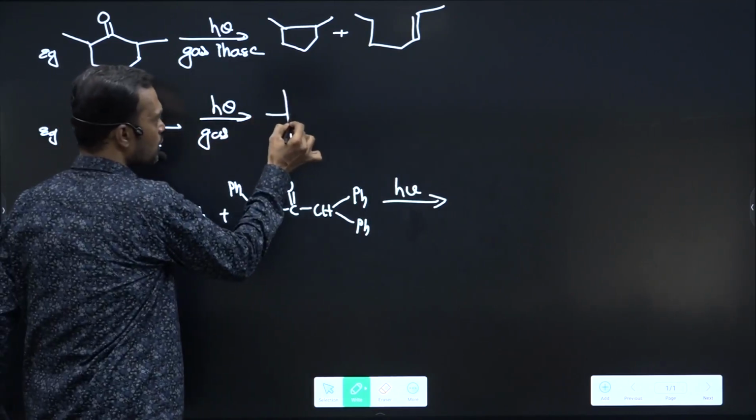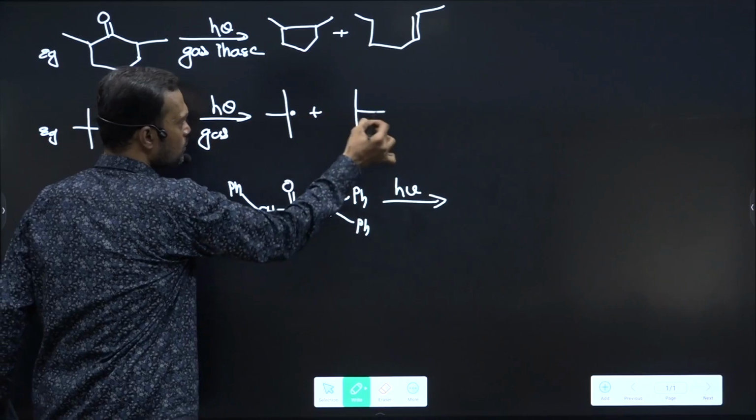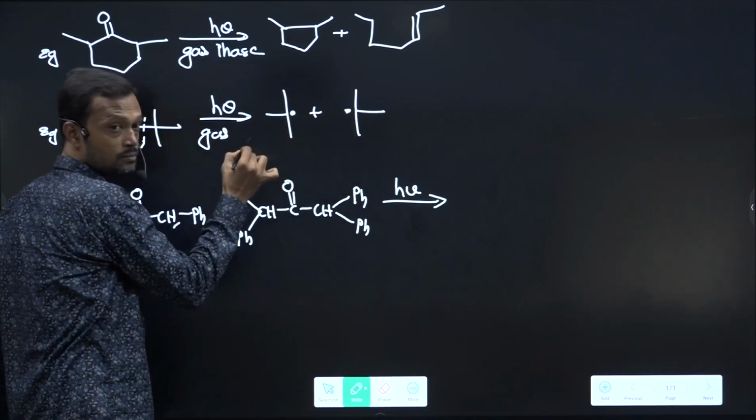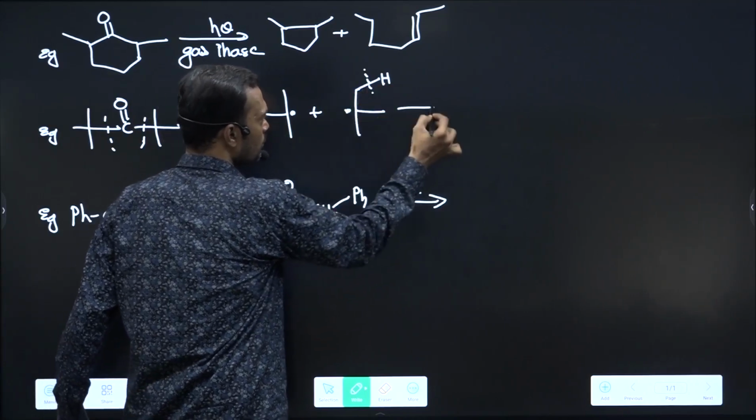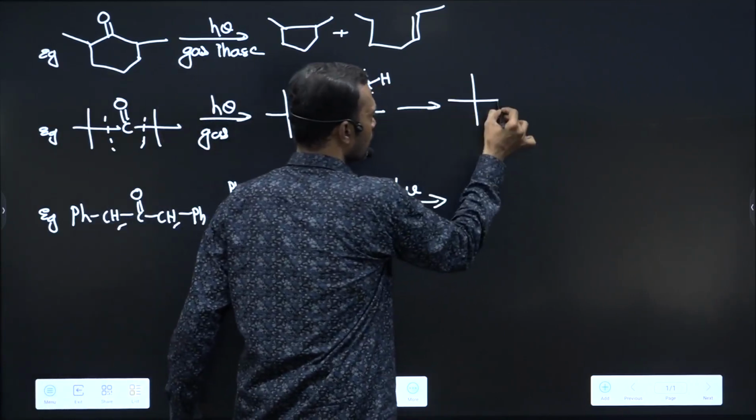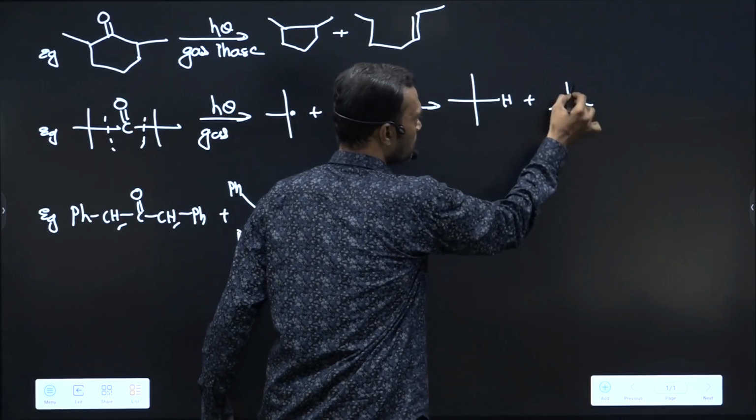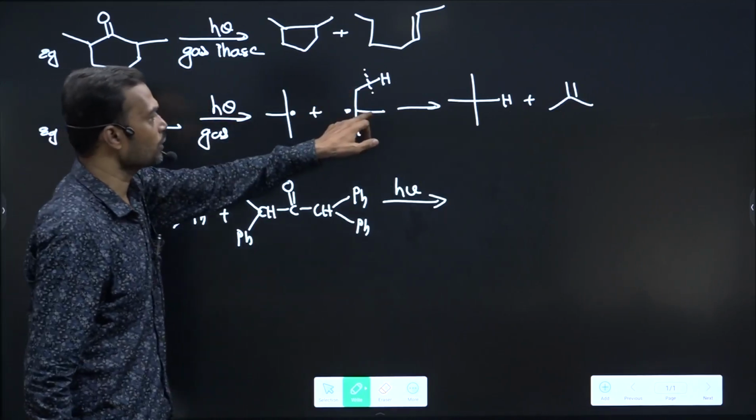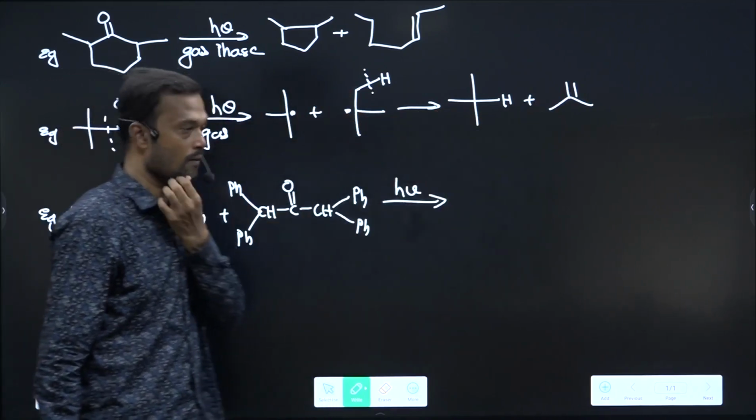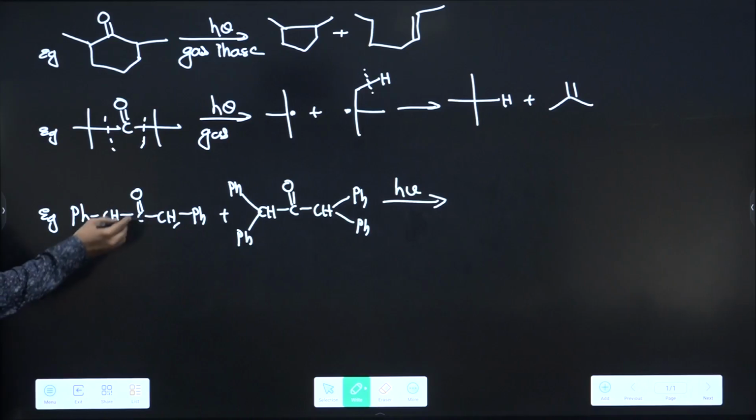After breaking, how many radicals are you going to get? 2 radicals or not? 2 alkyl radicals. Then this hydrogen migrates from here to here. Break this, hydrogen migrates from here to here. Now you will get hydrogen and a double bond. So this radical you will get a double bond. Now see, 2 different or not?